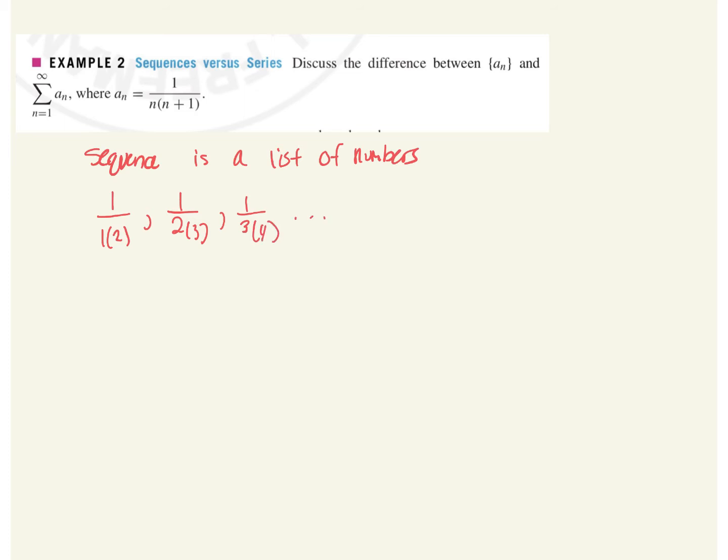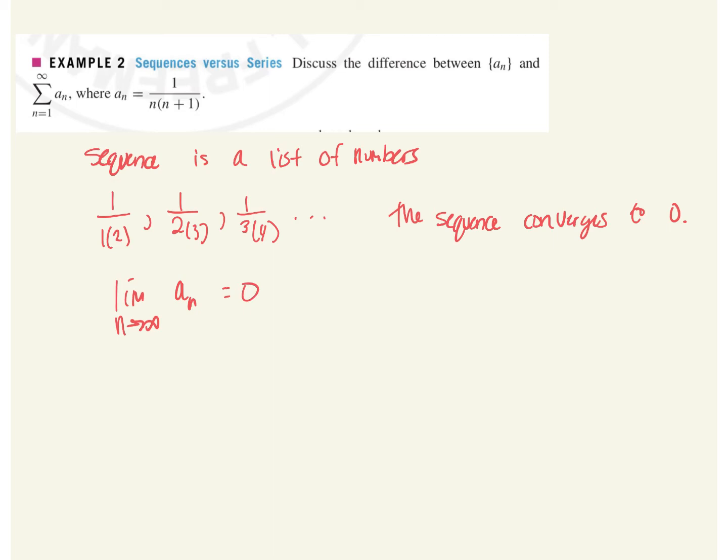Right? This sequence, we can see, converges to 0. The denominator is growing without bound. The numerator is not growing. So the sequence converges to 0. Eventually, the nth term would be almost 0. And then we could say that the limit as n approaches infinity of a sub n equals 0.